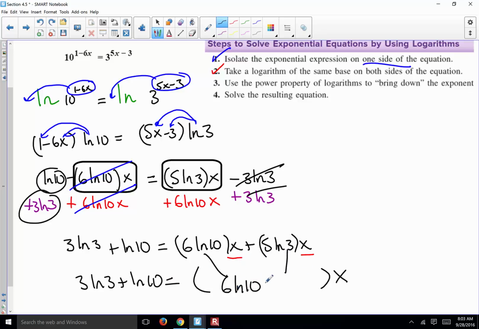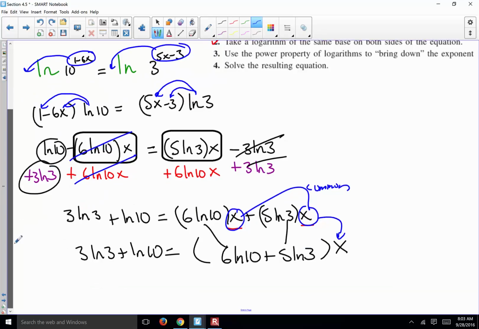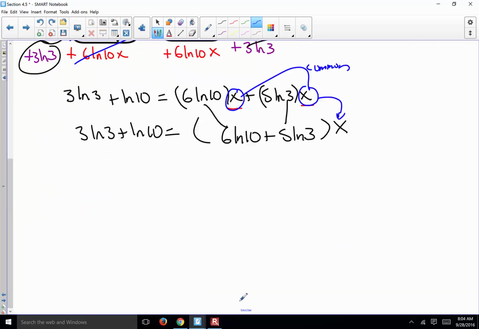6 ln 10 plus 5 ln 3. I'm kind of factoring out x's. These are common factors. I'm factoring it out here. Okay? Whoa, what a mess, isn't it?